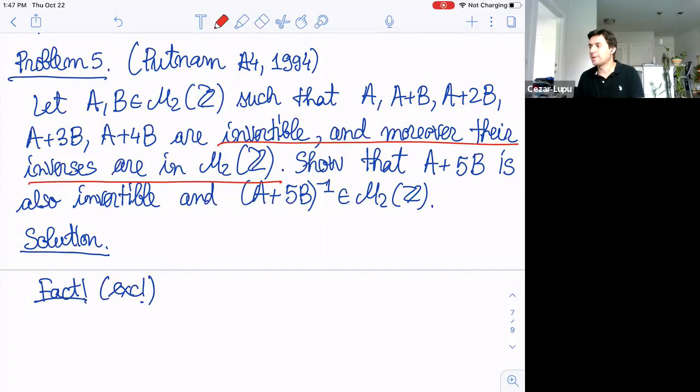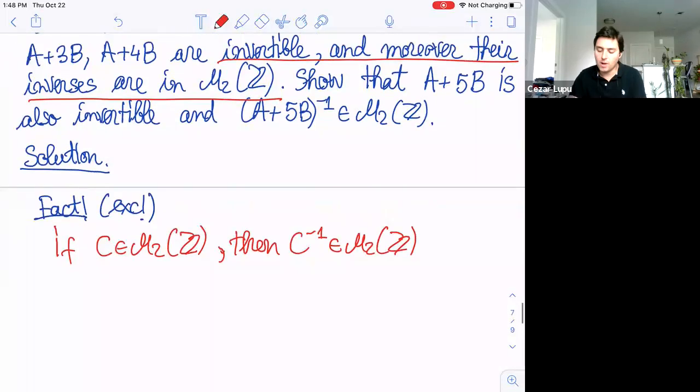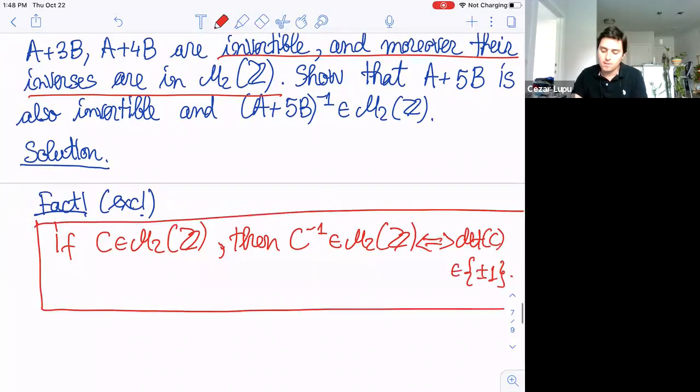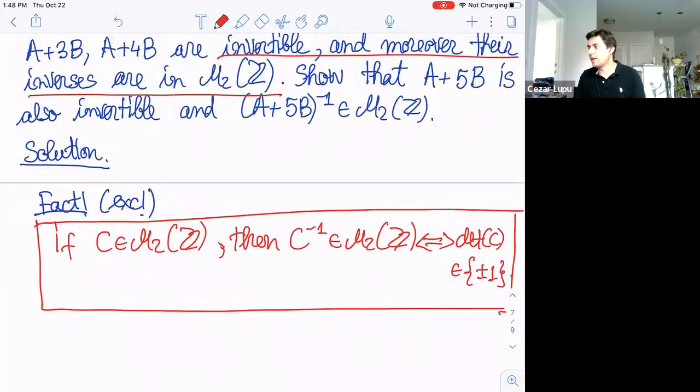So the fact is the following. If we have a matrix C in M2 of Z, then the inverse is in M2 of Z if and only if the determinant of C is plus or minus 1. So this is the fact. Very important fact. Now let's use this fact.